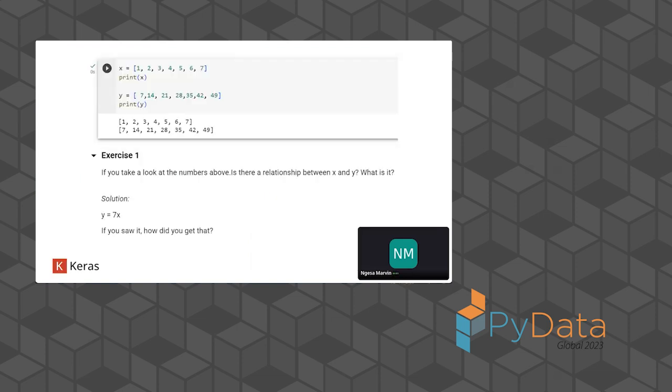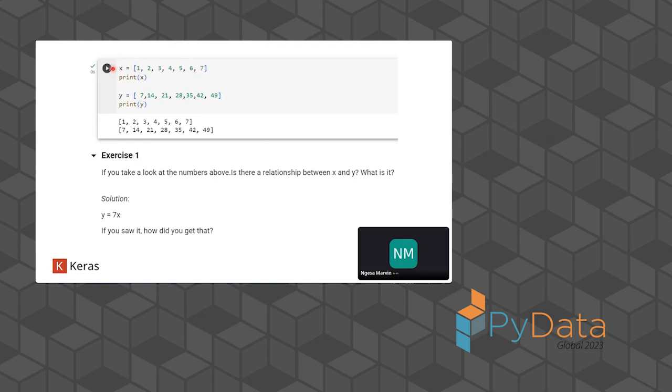Okay, so the first thing we're going to do is introduce you to what deep learning is. To do this, I'm just going to give you a short exercise. If you see my screen, you can see that we have values of x and also values of y. On the x, you can see that we have number 1, 2, 3, 4, 5, 6, 7 on the x side.